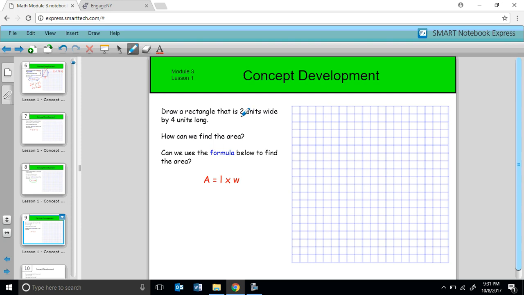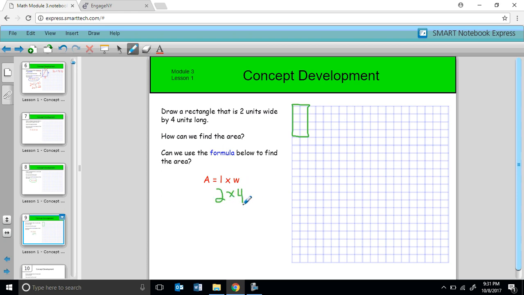All right. 2 times 4. We haven't done that one yet. So I'm going to go 2, 1, 2, 3, 4, and then back up. So this is just telling me to do 2 times 4.